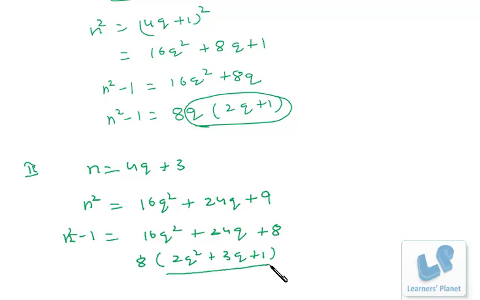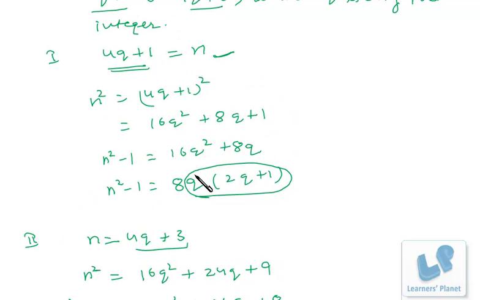Now this will also be an integer, obviously, because q is an integer. So this integer is multiplied by 8. That means n square minus 1 is a multiple of 8, or we can say n square minus 1 is divisible by 8, right? So we have proved it for both the cases, when n is of the form 4q plus 3, or when n is of the form 4q plus 1, right? So I hope it's clear to you. It's really going to be important, so just learn it or write it 2-3 times, right?